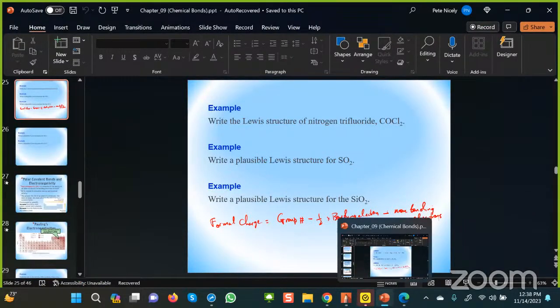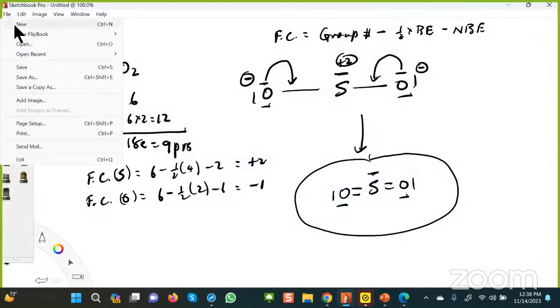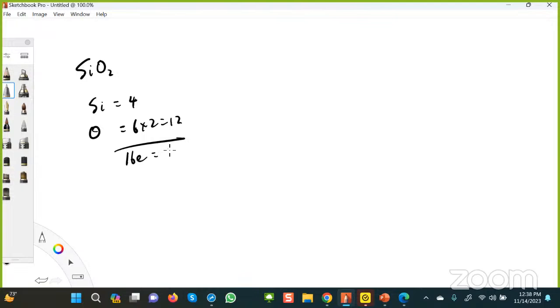So let me clear this. SiO2. So silicon again will provide 4 electrons. Oxygen will provide 6 times 2, so that's 12. So the total number of electrons is 16, which is equal to 8 pairs. We put the silicon in the middle, and we surround it with oxygens. And then we put the bonding pairs. 1, 2, then 3, 4, 5, 6, 7, 8.